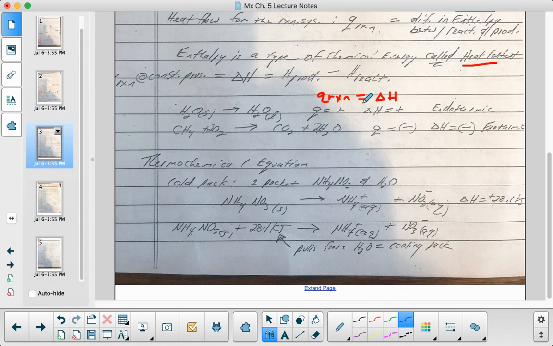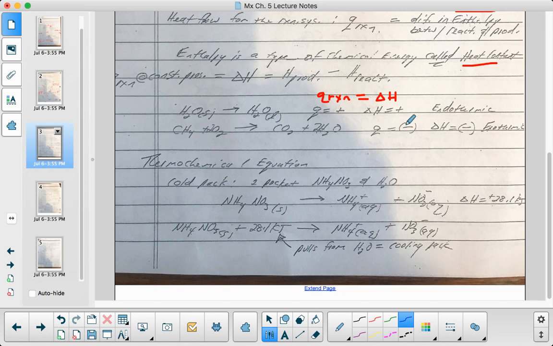So if I were to, as I used these examples before, take the solid water, the ice, and melt it, I have to add energy, so the Q would be positive. The delta H would also be positive.